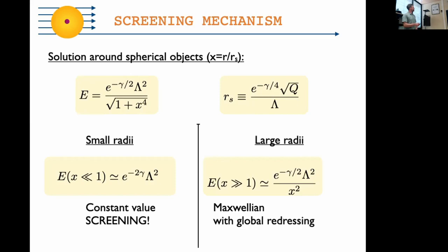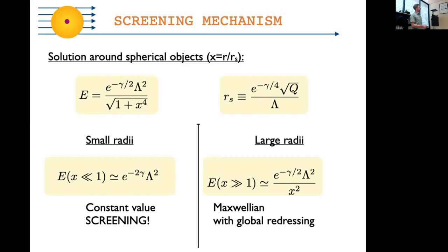This R_x is simply the dimensionless quantity, which is the radius scaled by the screening radius, given by this expression, where Q is the charge contained in my distribution, and lambda is the suppressing scale. Of course, when you take the limit to small radii, you get a constant value. As compared with the typical Maxwellian behavior that is divergent, this tells you that you are screening the electric field, so you're screening the force acting on particles. So below this screening scale, you have a constant electric field.